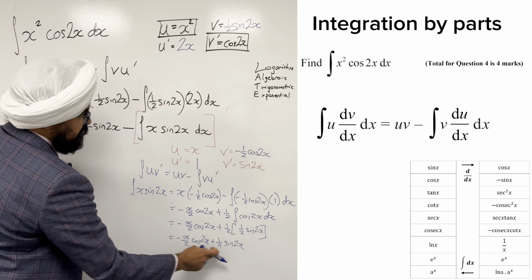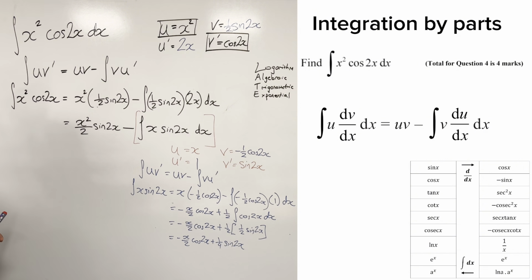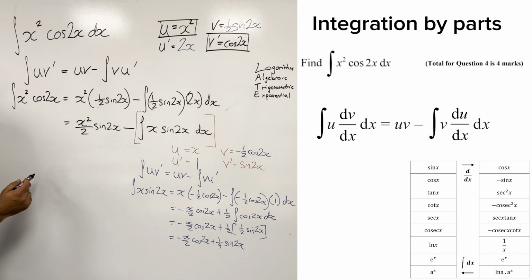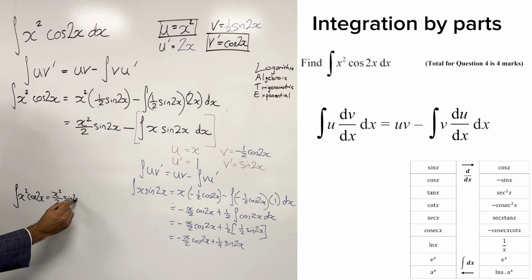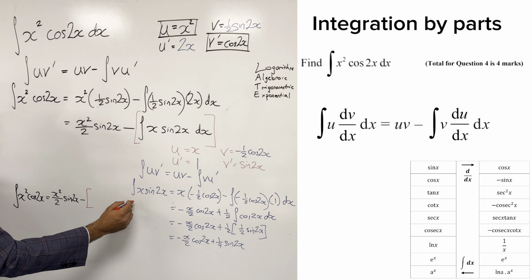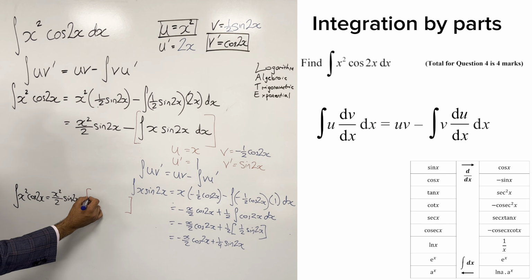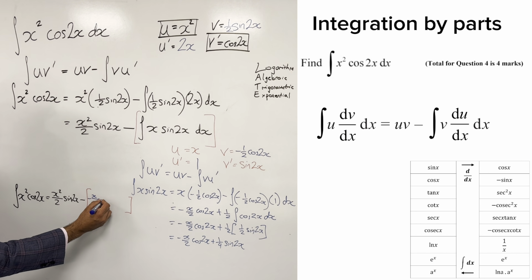And remember, this is just the answer for this part of my question. To finish off the question, I need to bring everything together. So I'm going to take this answer and put it into my original question. So let me tell you what the answer is here. The integral of x squared cos 2x equals x squared over 2 sine 2x minus the answer to this integral, which I've got here. So let me bring that solution here. That's as follows.